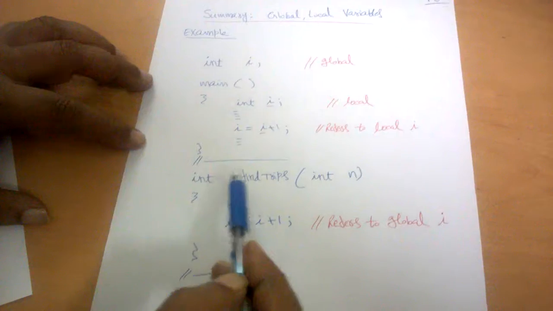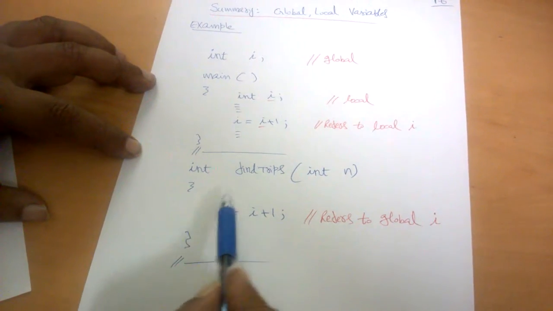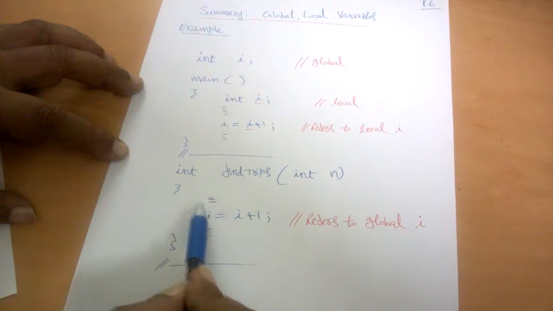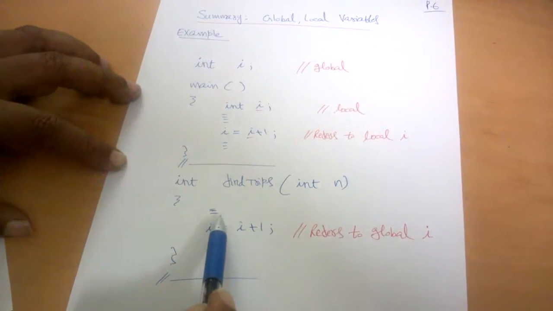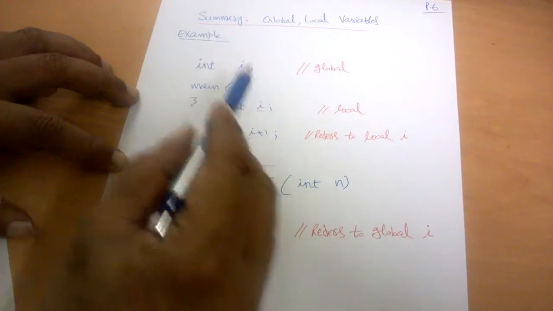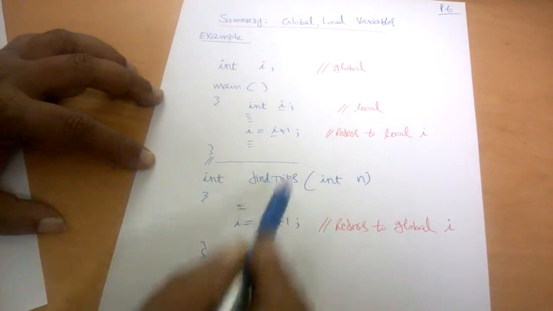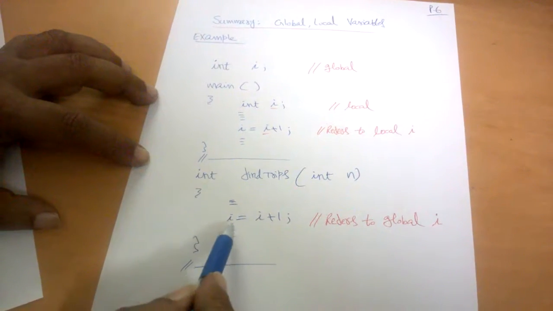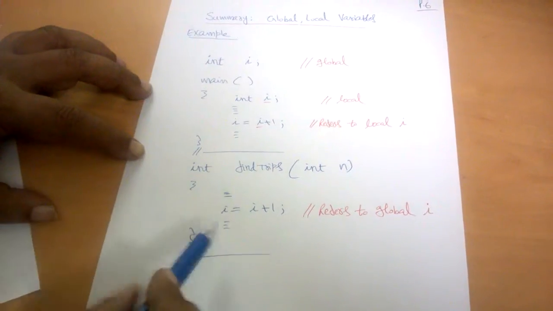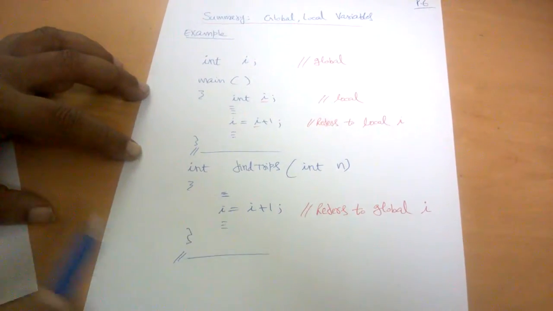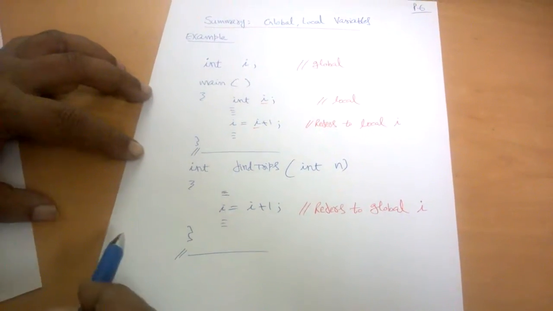Let's say we call find trips. Now in find trips, we are using I here. As you can see, the variable I is not defined here. So where does it get its value from? It's going to get it from the global space. So I is going to get this value from here. And whatever changes you make here, those changes are going to remain, just like we have seen in the previous example.